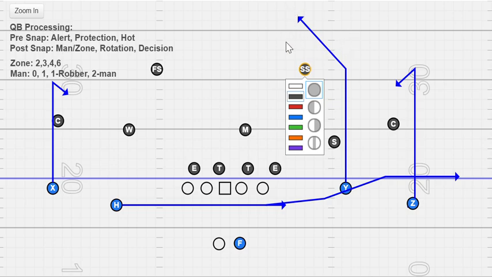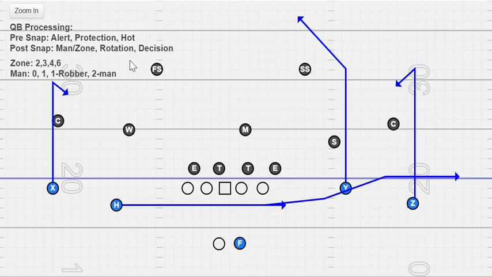Those are two scenarios where we're alerting that. Okay, we're going to alert that. All right, so that's the first part of it. So we're thinking about that. We've called the play in the huddle. We've got a picture of it in our minds.